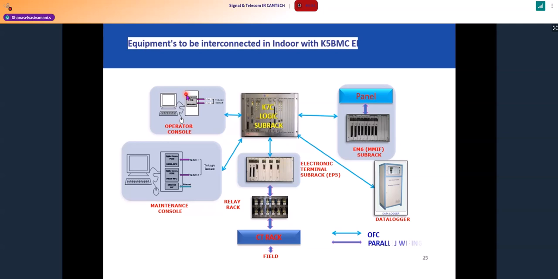Panel processor EM6 to panel, EP5 to relays, relays to CT rack, and CT rack to field. These are all parallel wiring.